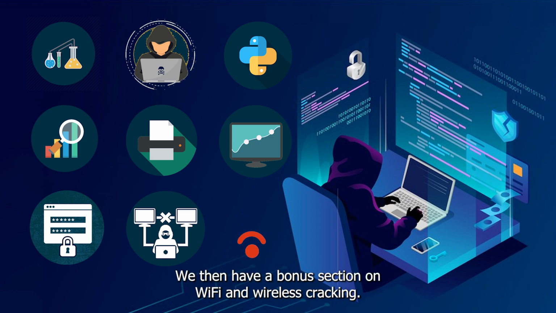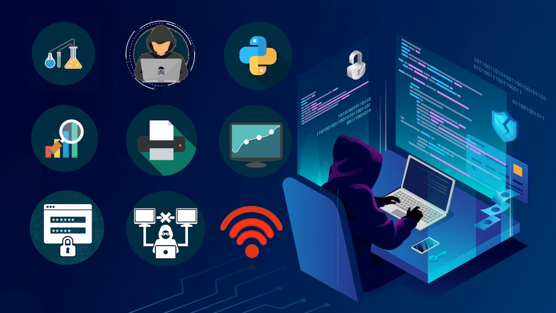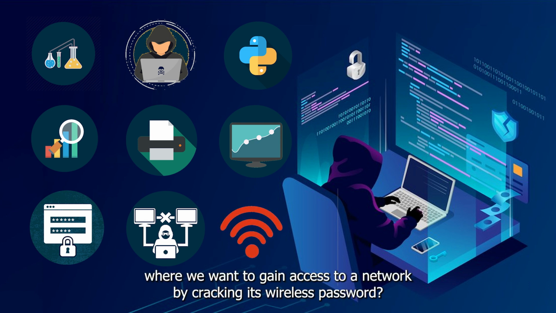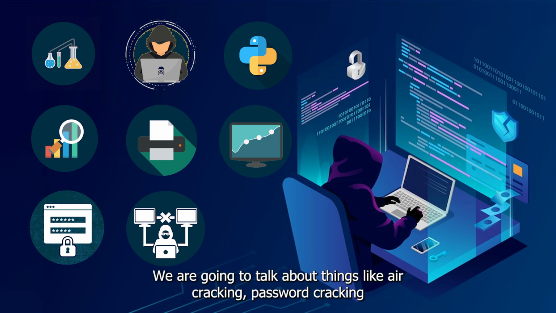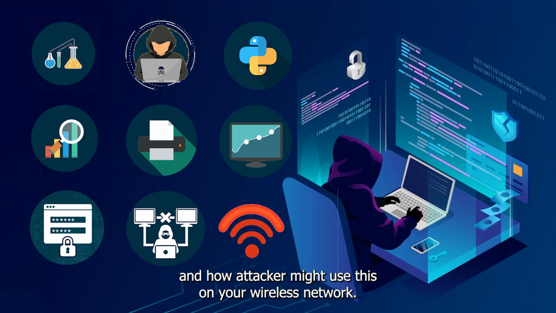We then have a bonus section on Wi-Fi and wireless cracking. In this section, we want to gain access to a network by cracking its wireless password. We are going to talk about things like ARP cracking, password cracking, and hashcat password cracking, and show you how you might use this and how an attacker might use this on your wireless network.